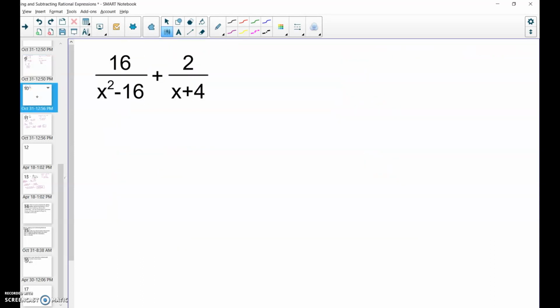Alright, as promised, here are a few more challenging ones. So, first step that you need to do is you need to factor your denominators. So we're going to factor this one here. It's a difference of perfect squares, so square root of the first, square root of the second. One is positive and one is negative. Now what I'm going to do, same type of process, is I'm going to rewrite these over to the side.